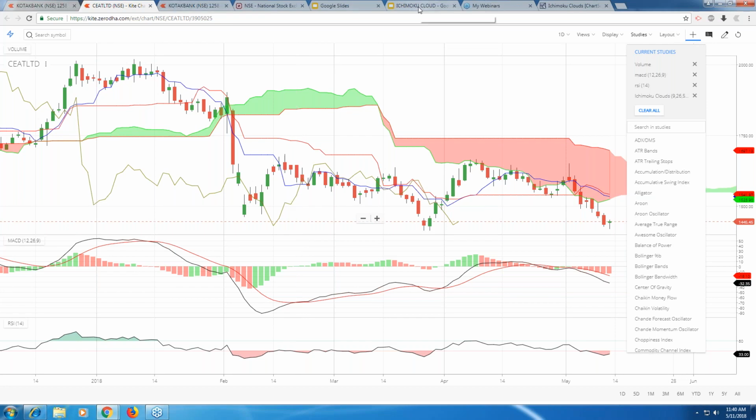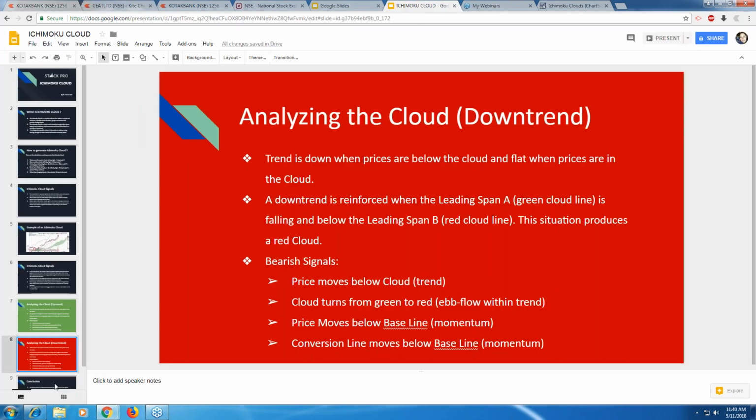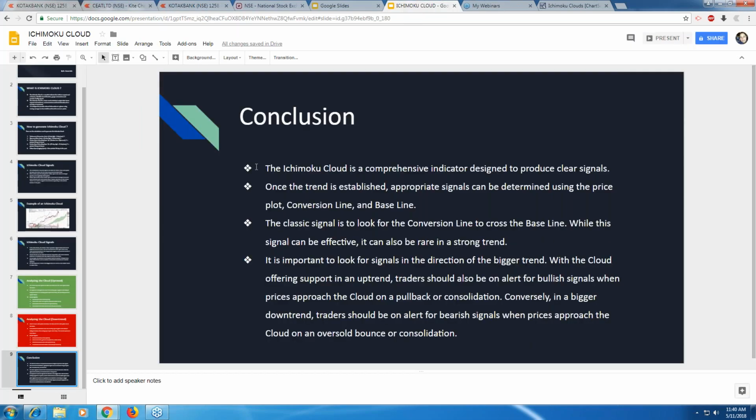So let's just conclude it. So what is the conclusion? Ichimoku Cloud is a comprehensive indicator designed to produce clear signals. Once the trend is established, appropriate signals can be determined using the price plot, the conversion line, and the baseline. The classic signal is to look for the conversion line to cross the baseline. While this signal can be effective, it can also be rare in a strong trend. It is important to look for signals in the direction of the bigger trend.